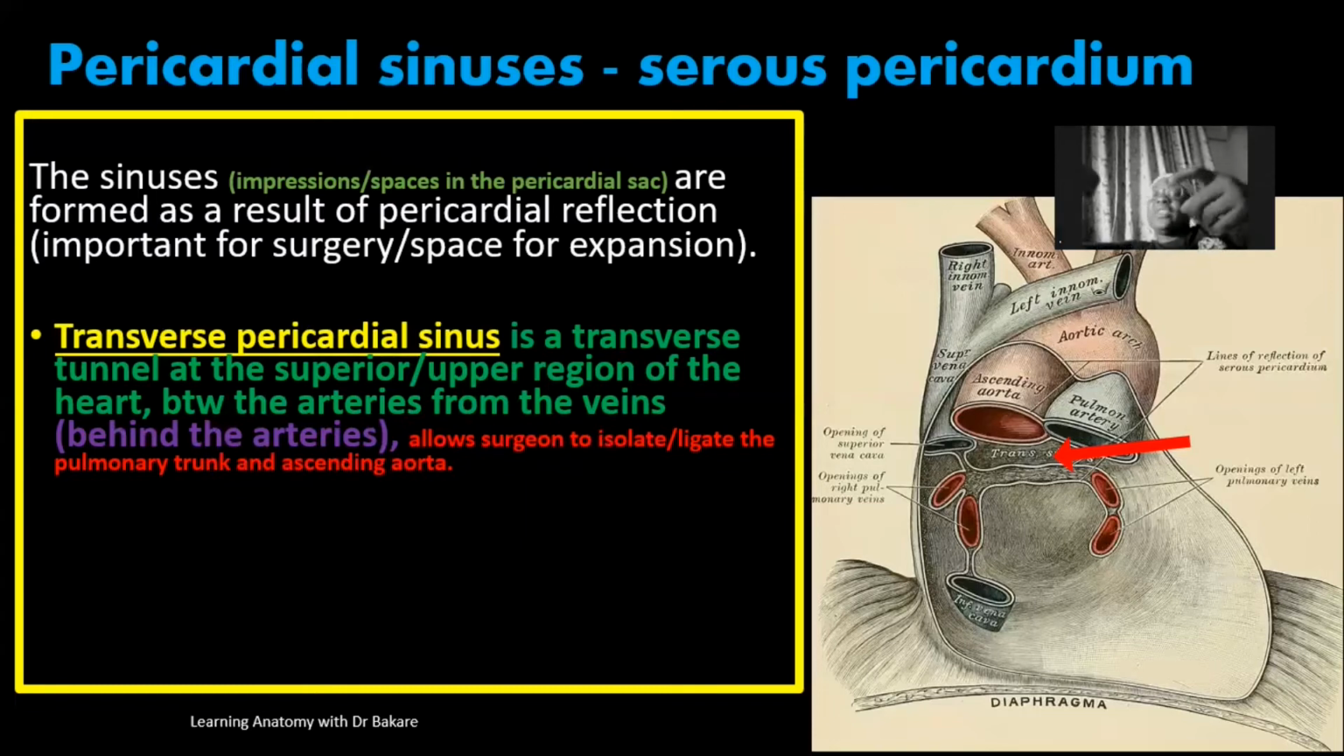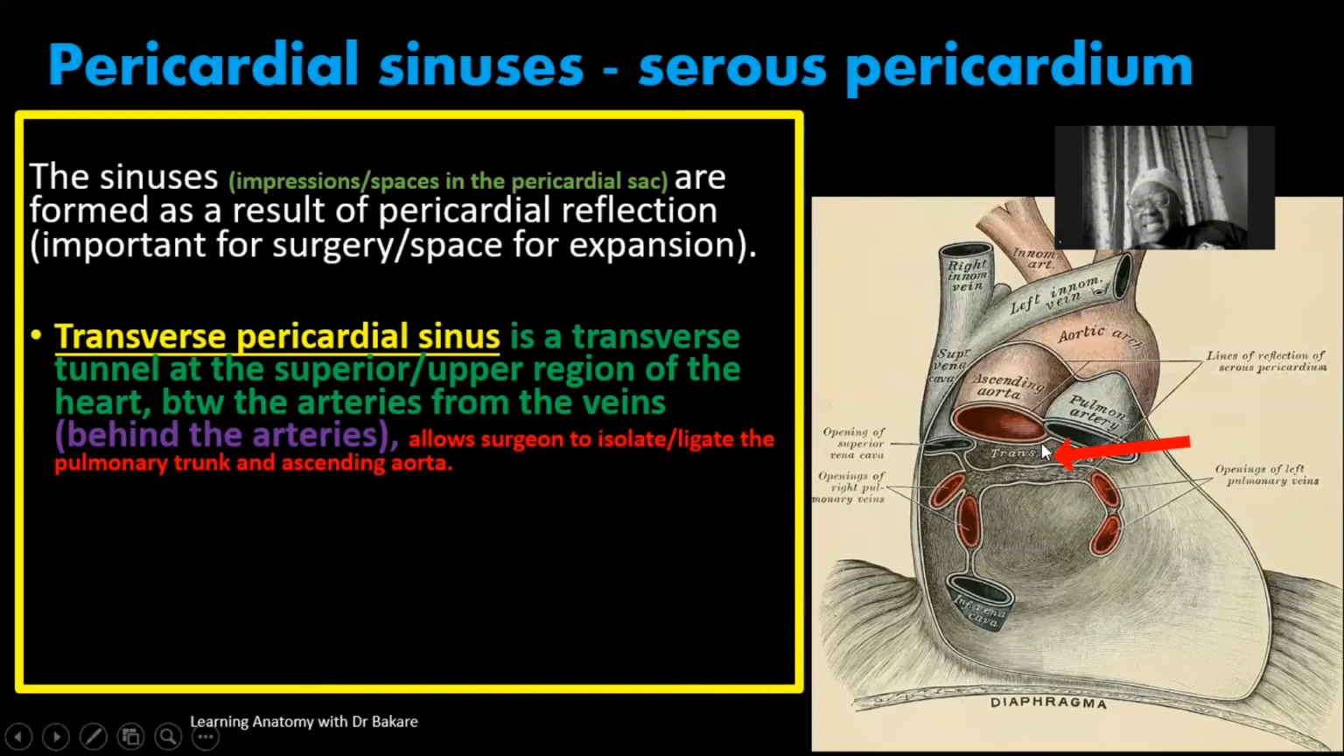So it's like a tunnel where the hand can be fixed into, because it's a space that is created around that region, so that the vessels can be ligated or tied during the process of surgery. So this is one relevance of the transverse pericardial sinus.